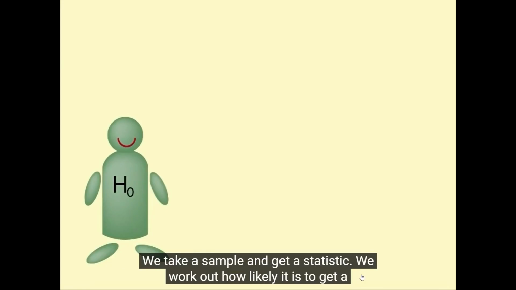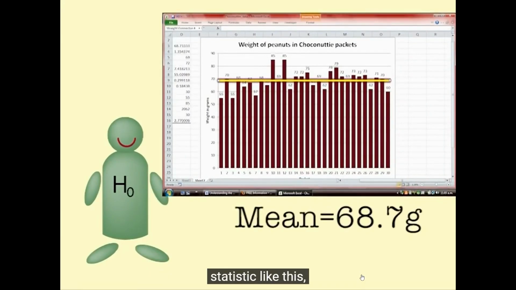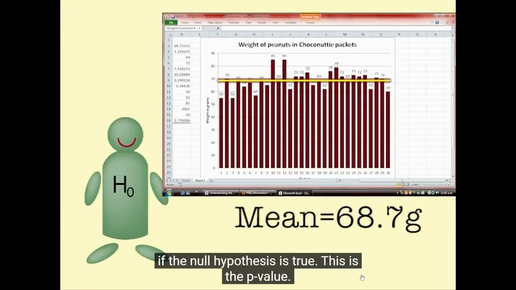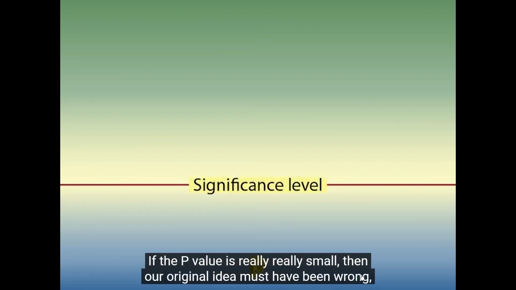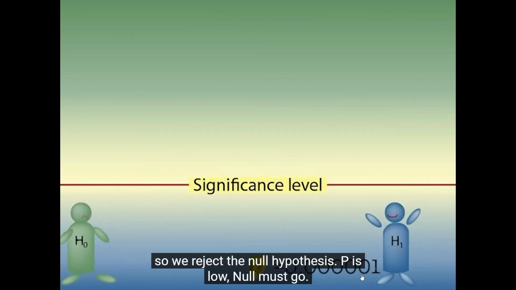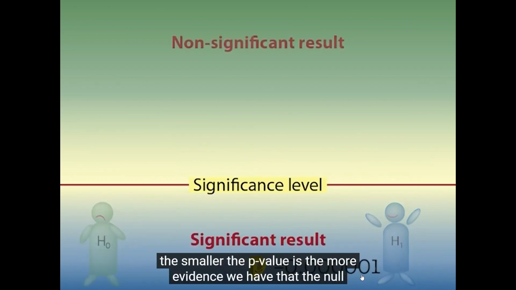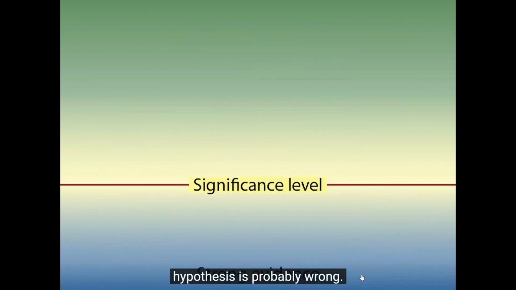We take a sample and get a statistic. We work out how likely it is to get a statistic like this if the null hypothesis is true. This is the p-value. If the p-value is really, really small, then our original idea must have been wrong, so we reject the null hypothesis. P is low, null must go. A small p-value indicates a significant result. The smaller the p-value is, the more evidence we have that the null hypothesis is probably wrong.